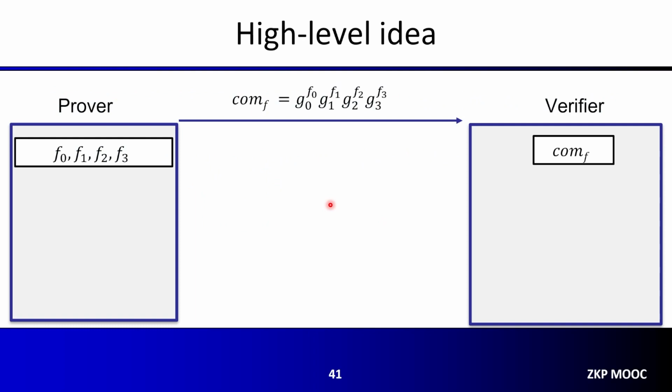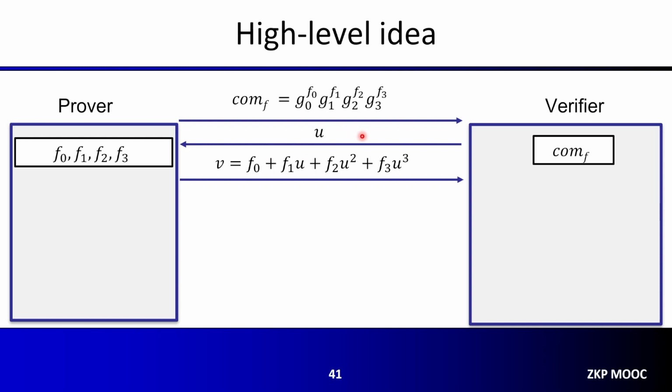So with this commitment, I'm going to first describe the high-level idea of this Bulletproof reduction. When the verifier picks an evaluation point u, the prover replies with this v as the evaluation of this polynomial at point u. And here I'm using an example of a degree 3 polynomial, which equals f0 plus f1x plus f2x squared plus f3x to the 3. And clearly the evaluation is equal to this equation if the prover is honest.